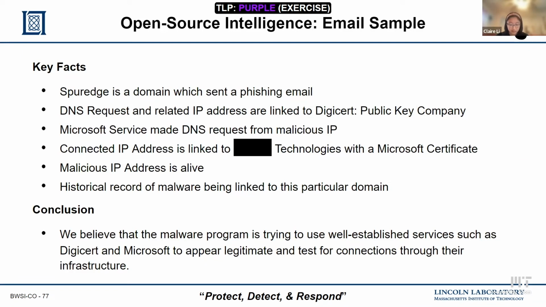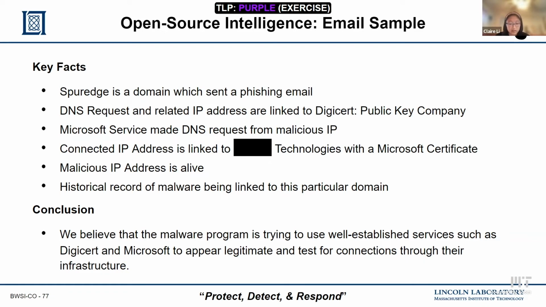So we see through our process that SpurEdge is a domain which sent a phishing email. Using our tools, we learned that there are DNS requests and IP addresses that link the domain to DigiCert, which is a public key company. We also learned that Microsoft services also made a DNS request from a malicious IP connected to this domain.